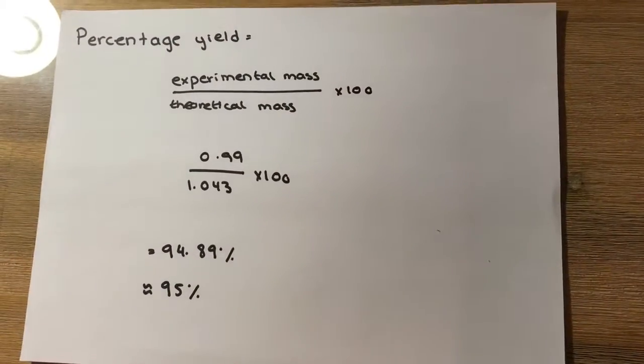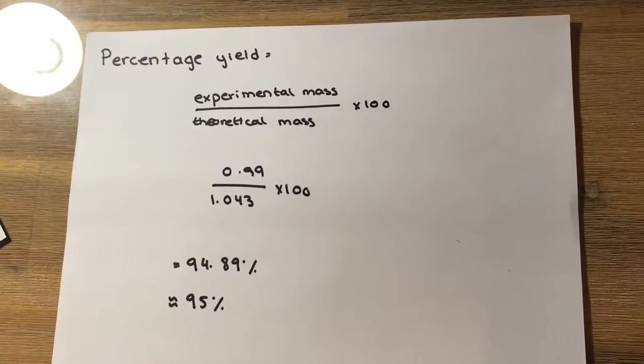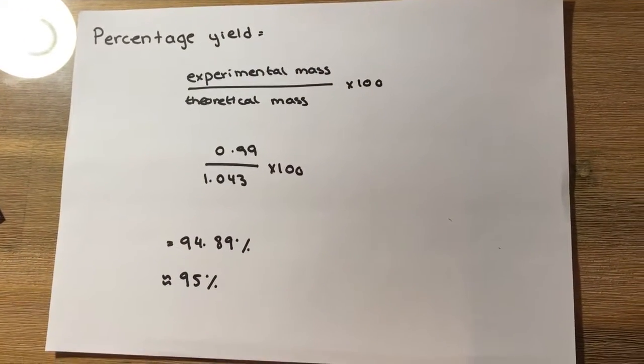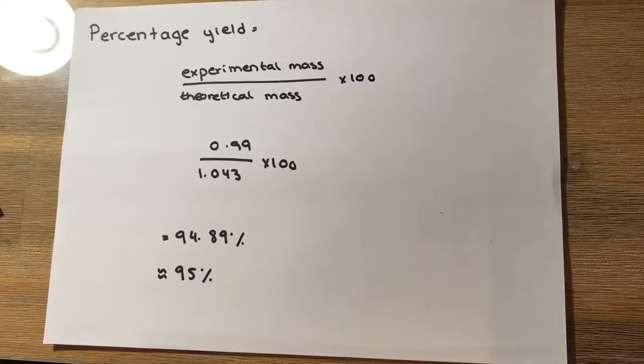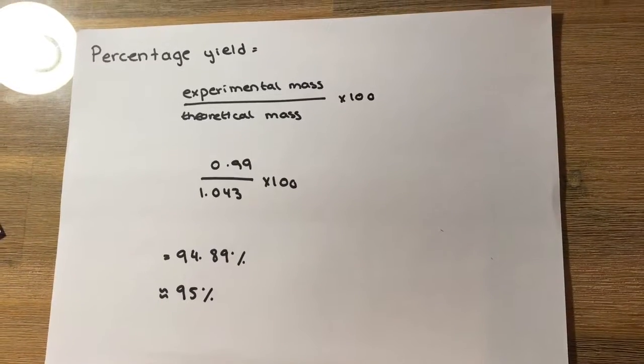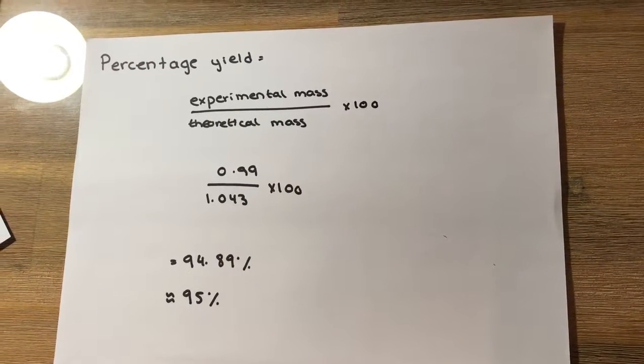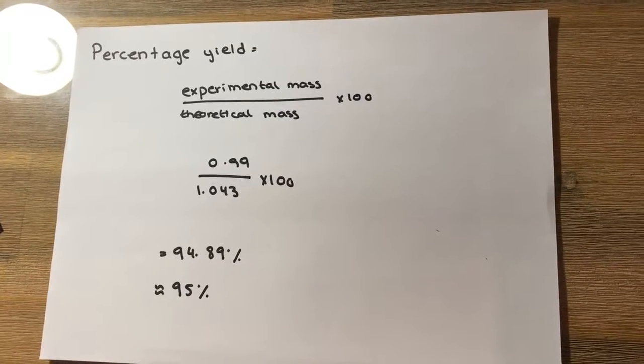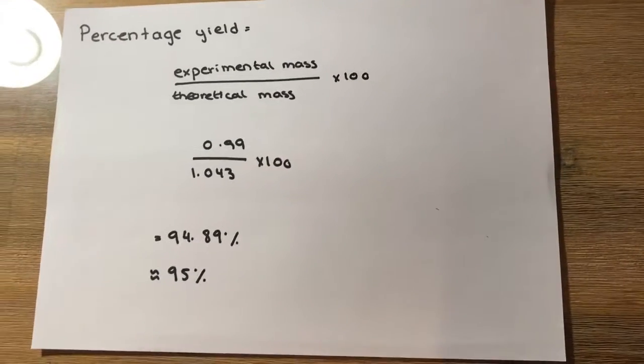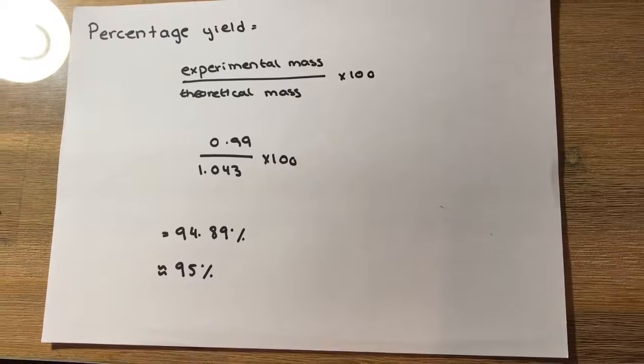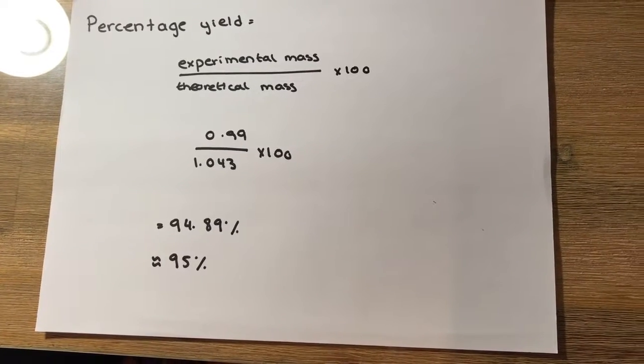To find the percentage yield, we divide the experimental mass by the theoretical mass and multiply it all by 100. Please note that the experimental mass was recorded from the experiment that we conducted. This gives us a percentage yield of 94.89%. Thus, we have a high yield of the precipitate.